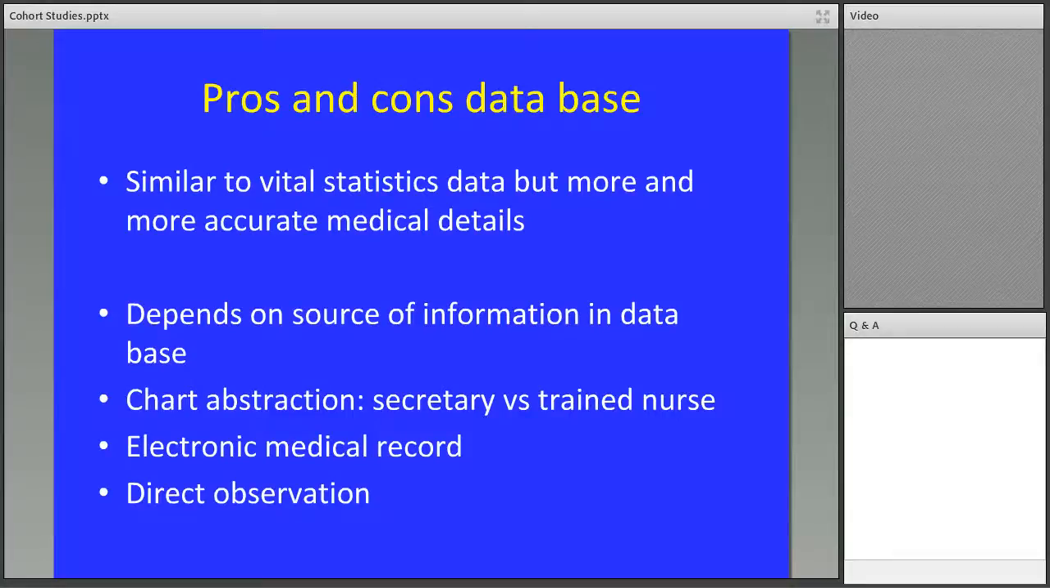Let's talk about databases. It's similar to vital statistics data, but more accurate with medical details, typically depending on how that data gets in there. Some databases are medical records dumps, and if you don't know what you're doing with that, that can be just a hot mess in terms of understanding your data sources. We found that in the Safe Labor Consortium. We thought, oh, this will be great. We'll get all these places together. Everybody will download the data from their medical records, and we'll put it all together, and we'll have this huge national cohort.